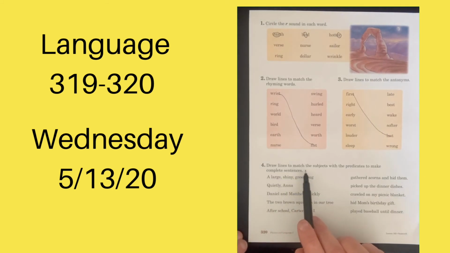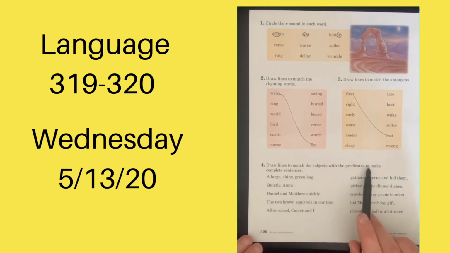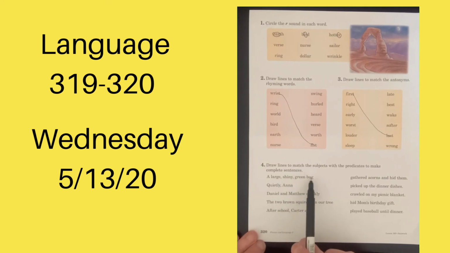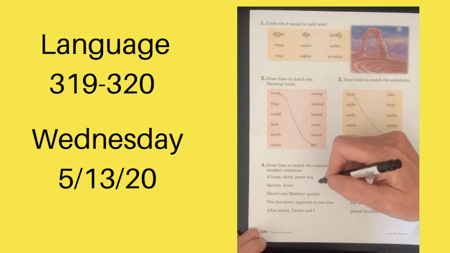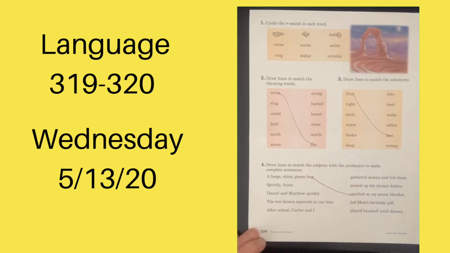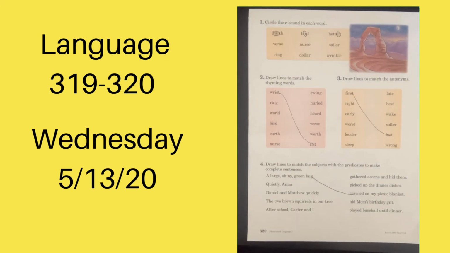Draw lines to match the subjects with the predicates to make complete sentences. So we want them to make sense. A large shiny green bug gathered acorns and hid them? I don't think so. Picked up the dinner dishes? No. Crawled on my picnic blanket. That makes sense. Okay, so go through each sentence and match it over here to make a complete sentence that makes sense.